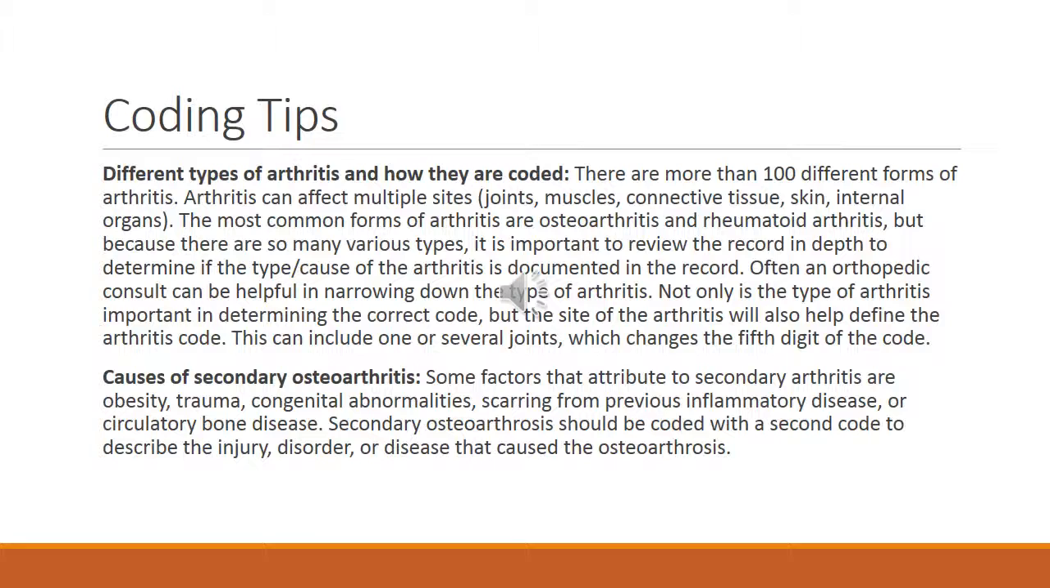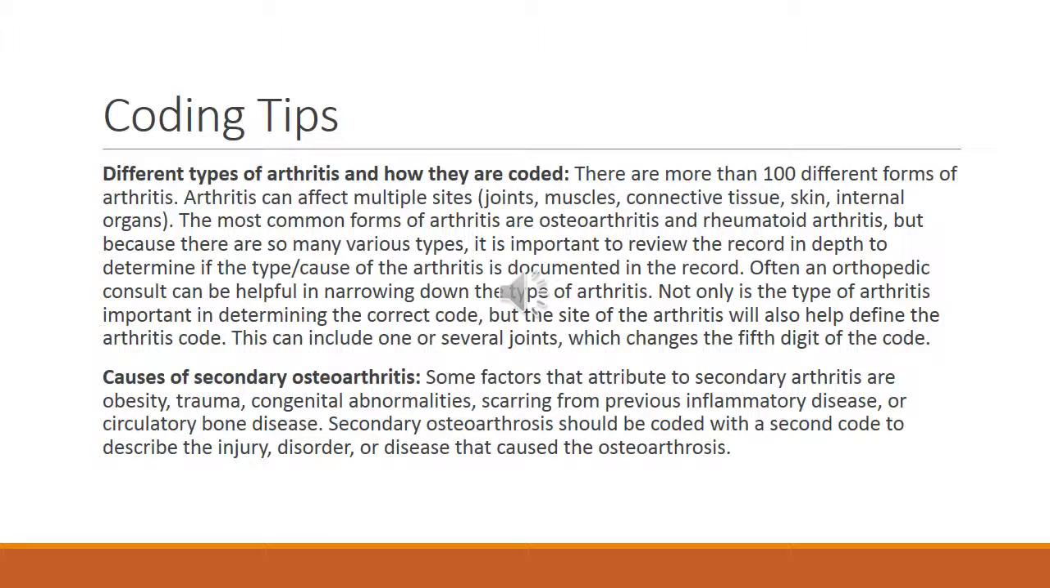Not only is the type of arthritis important in determining the correct code, but the site of the arthritis will also help determine the arthritis code. This can include one or several joints, which changes the fifth digit of the code.